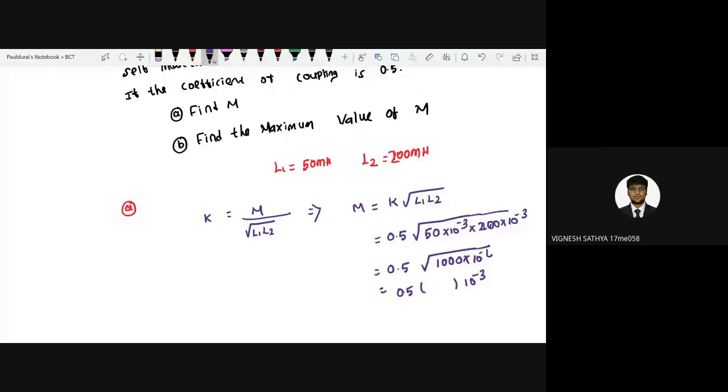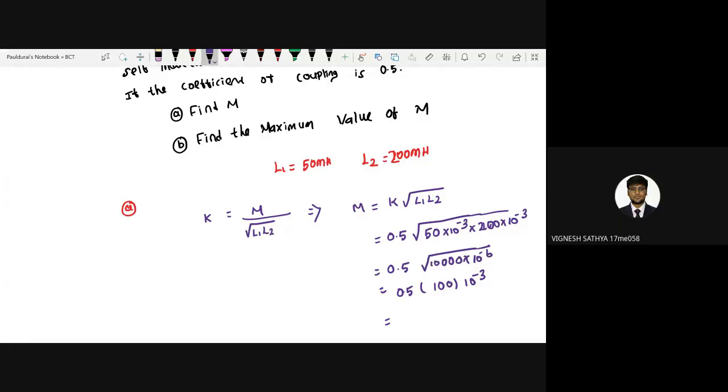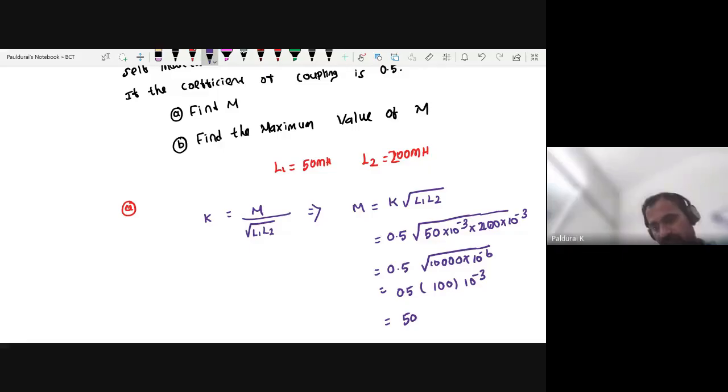How much milli? 10 power minus 6. Total, that is 10,000, right? 50 times 200. Okay. Understood. So now 4 zeros. So you will get 100 squared, so root, what is this value? This is 50. So this is 50 millihenry. This is my M.